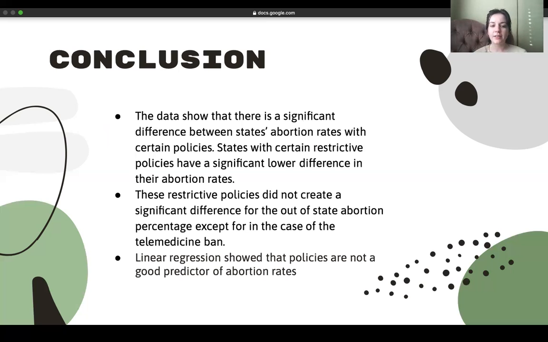So, in conclusion, there is a significant difference between states' abortion rates with certain policies. States with certain restrictive policies have a significantly lower abortion rate. However, these restrictive policies did not create a significant difference for the out-of-state abortion percentage, except for the telemedicine ban. And then the linear regression showed that policies are not a good predictor of abortion rates.